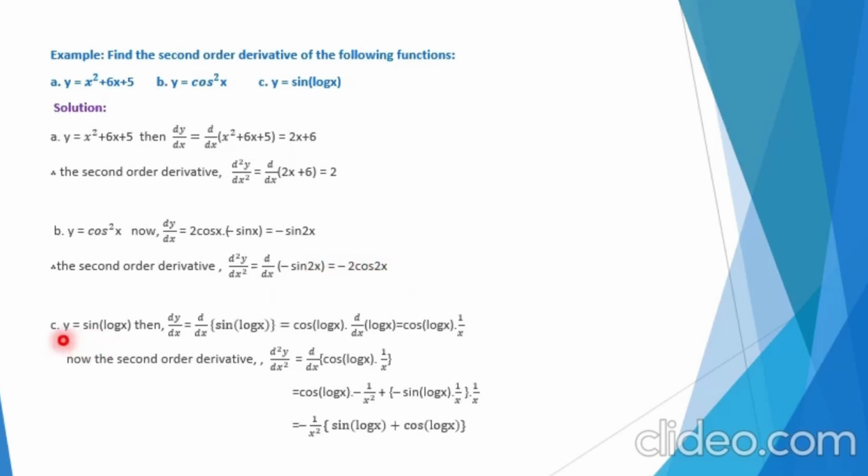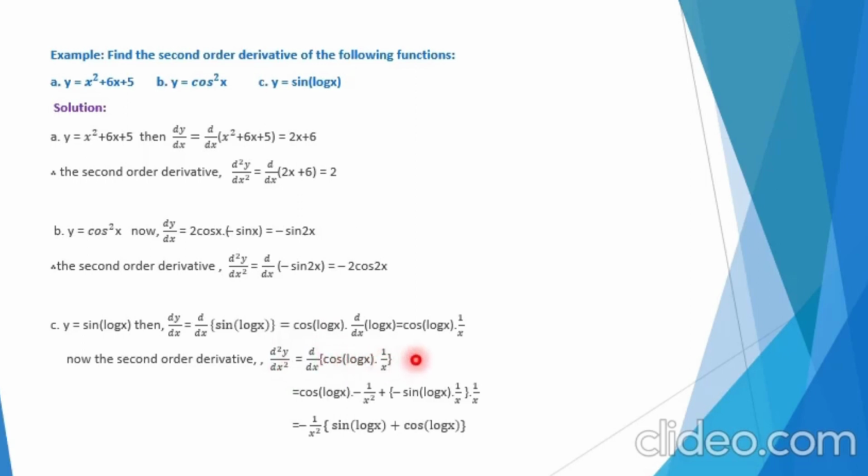Next, the third function is y equal to sin(log x). Here imagine log x as x. Therefore first we will use the derivative of the function sin x. The derivative of sin x is cos x. Therefore here it will be cos(log x) into the derivative of log x, that is equal to cos(log x) into 1/x. Now the second order derivative d²y/dx² is equal to d/dx of cos(log x) into 1/x.